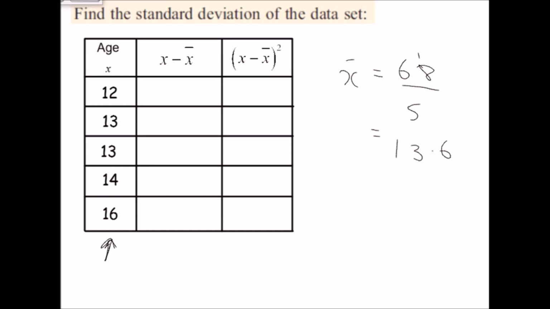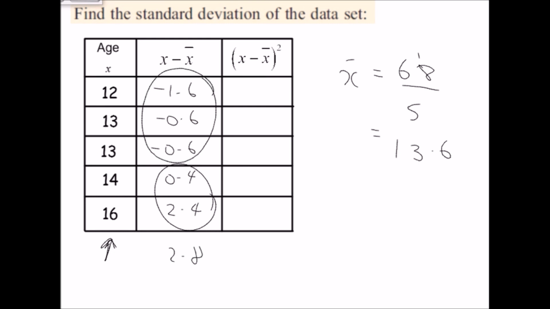Okay, so now I need to subtract the mean from each of the values of x here. So we end up with -1.6. We've got -0.6 here. 13 take 13.6, again, -0.6. 14 take 13.6 is 0.4. 16 take 13.6, I end up with 2.4. If I were to add the positive deviations here, I get 2.8. If I add these negative deviations, that's 1.6 plus 0.6 plus 0.6, which is 2.8. I get positive and negative 2.8, I get 0.